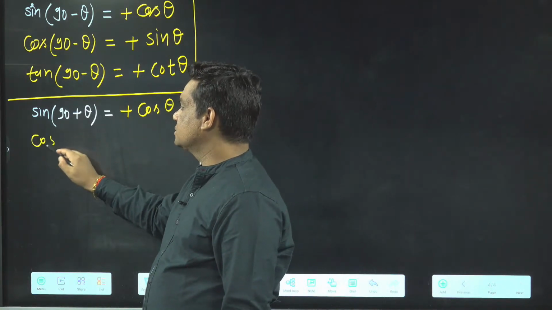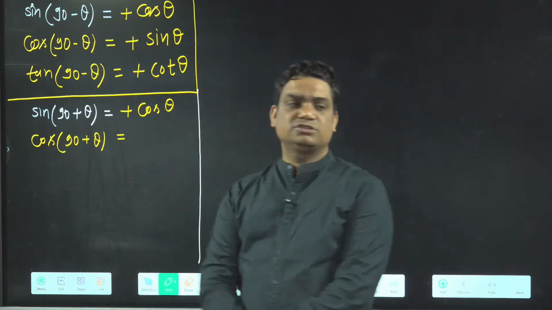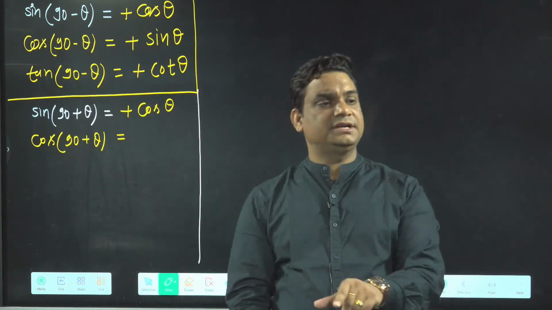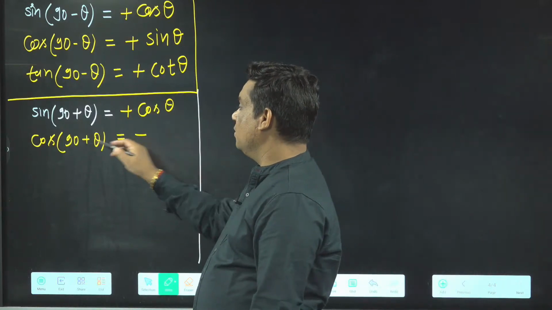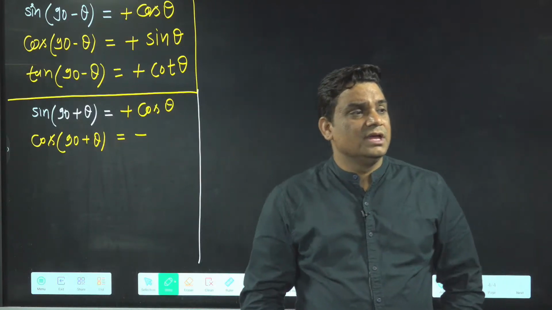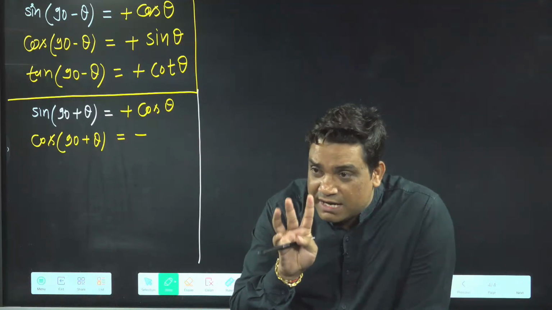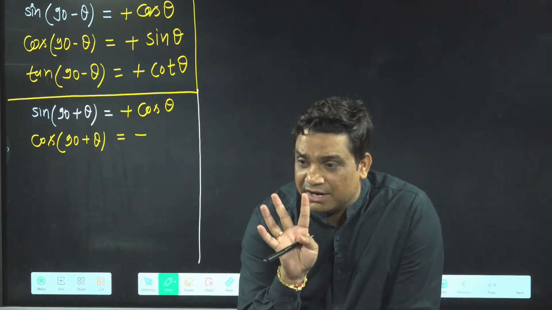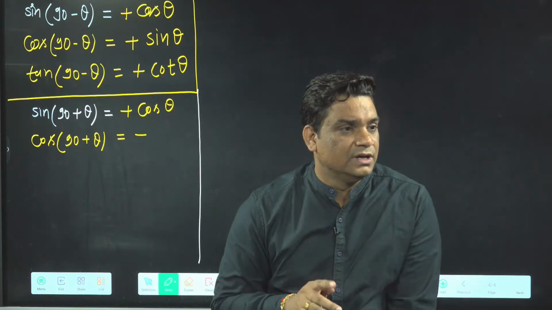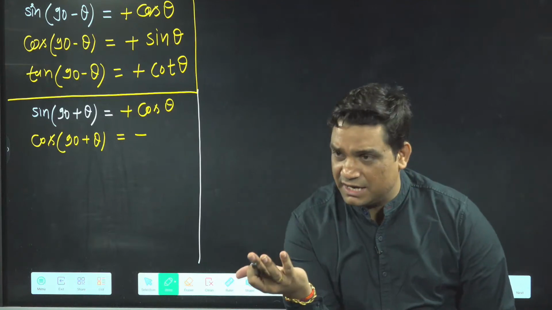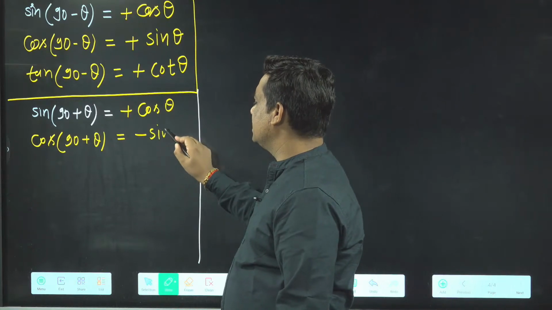Again, I can write cos 90 plus theta. Cos 90 plus theta, positive or negative? Negative, and it will change. So it will be negative. Why is it negative? Because 90 plus means second quadrant, and in the second quadrant only sine is positive. Others are negative. You have to remember, okay? Others means other than sine, cos or tan, so it is negative, and it will change, so minus sine theta.